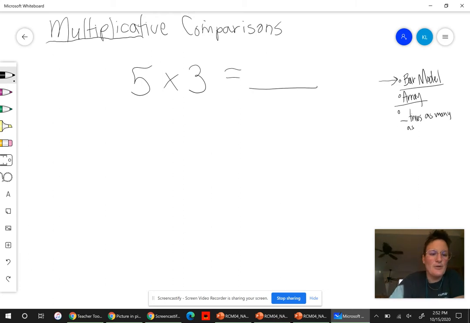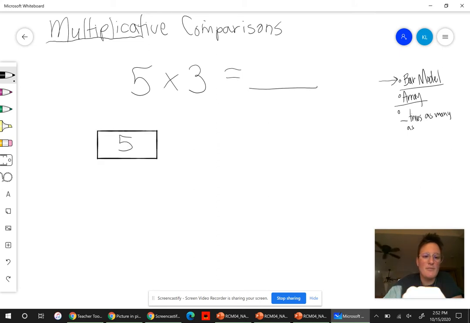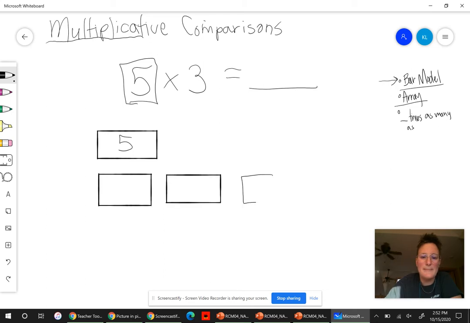All right. So if I were to draw my bar model, if I was going to do 5, 3 times, I would start with 5 in my box. So here's 5. And now I want to do 5, 3 times. So I'm going to draw 3 boxes, 2, 3, with 5 inside each box. Now if I was going to find the answer using the bar model, I would count: 5, 10, 15. So I know that 5 times 3 equals 15.